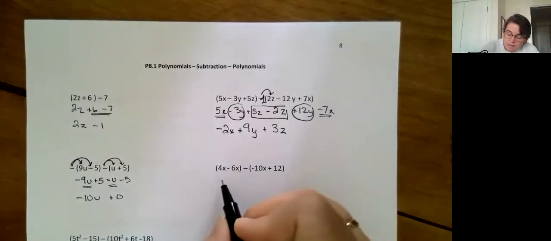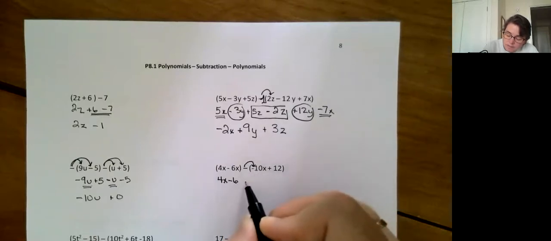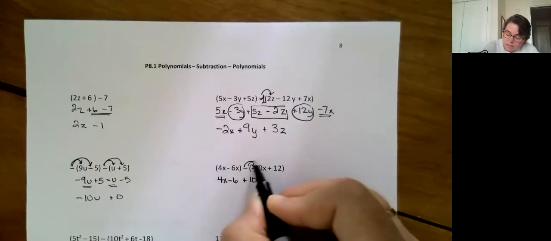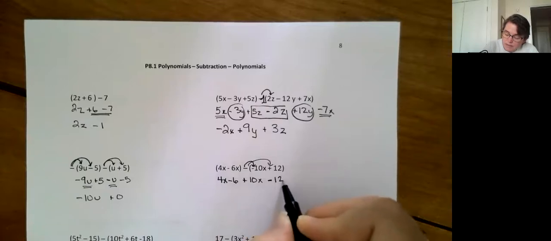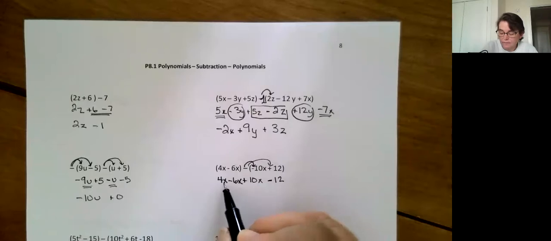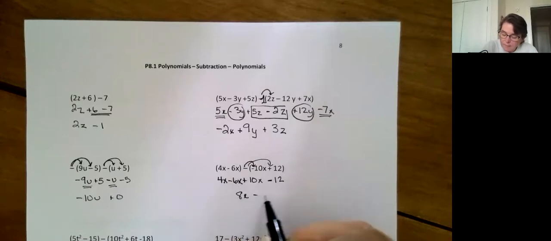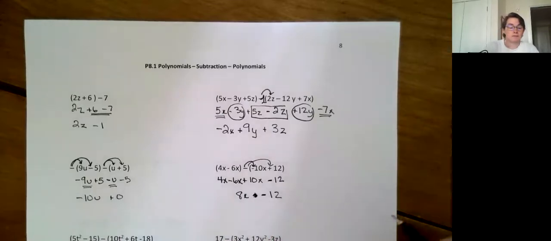All right, let's do the next one. So 4x minus 6, can you distribute? So it becomes plus 10x minus 12. Oops, lost an x there. All right, so 4x minus 6x is minus 2x, plus 10x is 8x. Oops, no, it's a minus now. All right, so technically, I didn't do that question right, but it still worked out. At least I hope it did.